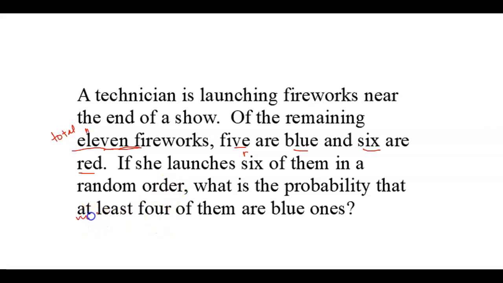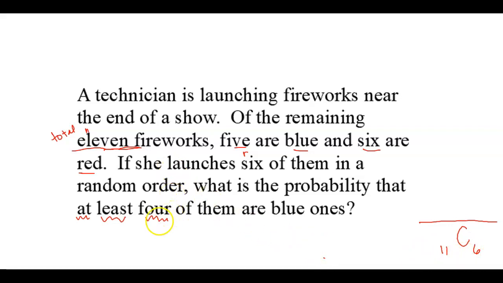Now look here how it says at least 4. So this is a little bit different. Before it said exactly, so we only had to think about when we had that exact number of blue ones. This time we have to think about when we have at least 4 blue ones. Okay, so let's start with the bottom of our probability first. What are the total number of options here? If we have 11 total fireworks and we are choosing 6 of them, our total number of possibilities is going to be 11 choose 6.